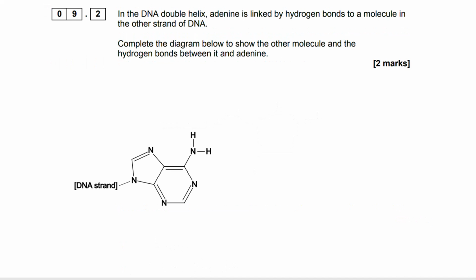In the DNA double helix, adenine is linked by hydrogen bonds to a molecule in the other strand of DNA. Complete the diagram below to show the other molecule and the hydrogen bonds between it and adenine. Now, there's a couple of things that you can remember here. Adenine will only bond with thymine, so you've got AT and you've got guanine and cytosine, GC. You've also got to remember that the adenine and thymine are held together by two hydrogen bonds.